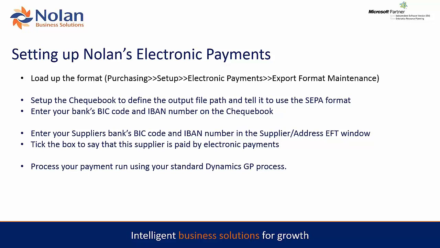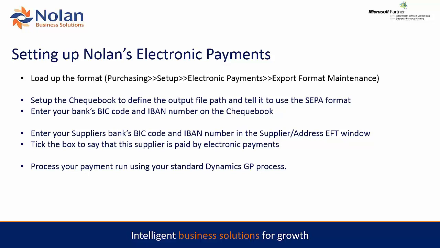Once those two items are set up in your checkbook, Nolan's Electronic Payments knows how to define the sending party, or the debtor party in this case. In a similar way, on your supplier you need to set up your supplier's bank BIC code and IBAN number, and that we do within the supplier address EFT window. And we need to tick the box to say that this supplier is paid by electronic payments.